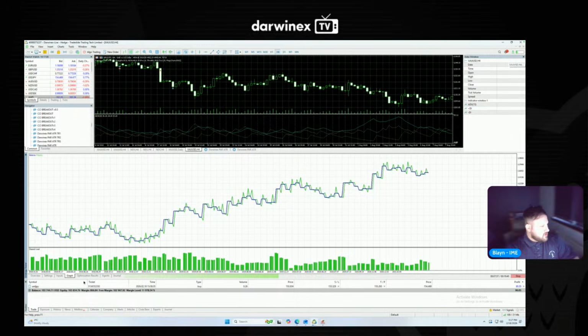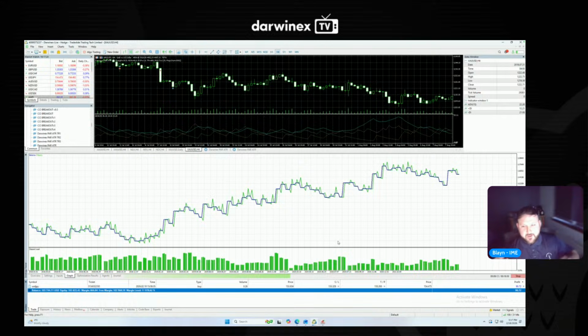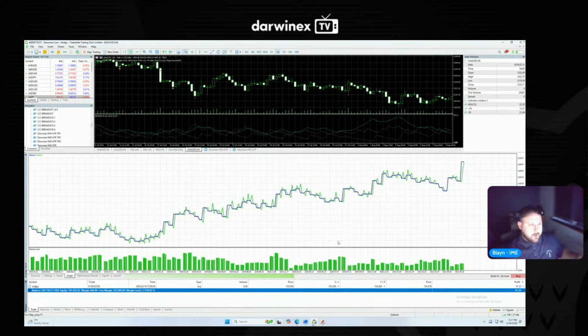If everyone's wondering, don't copy these signals at the bottom here. This is purely my testing account that I try loads of different strategies on going forward. So these are not actual strategies I trade live with my own capital. This is just a test Darwinex account that I have, to test some of the theories before actually moving them into live environments, which I think is a really good idea.